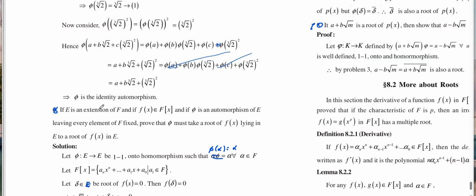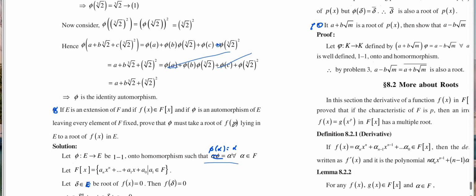First understand the question. E is an extension of F, f of x is a polynomial over F, and phi is an automorphism of E, leaving every element of F fixed. So it leaves the elements of F fixed. That is why we have this step. We are given phi to be an automorphism, which means a one to one onto homomorphism. So these are given to us. That is what we have written.